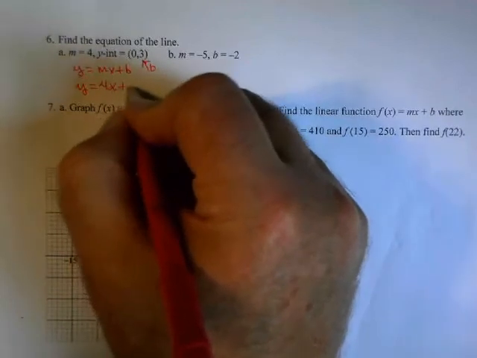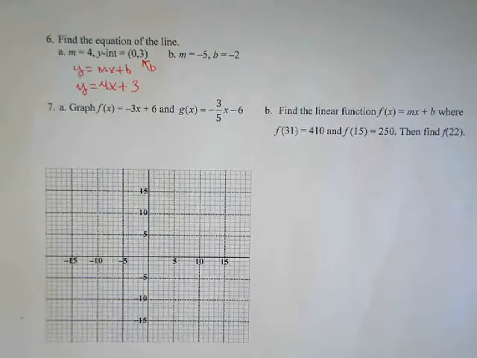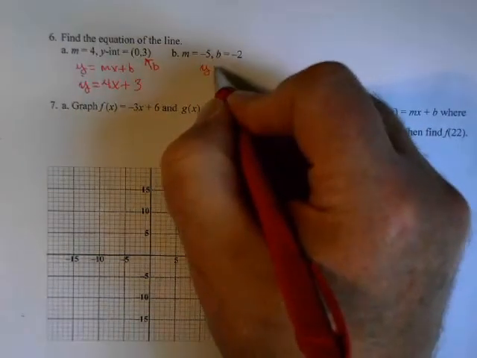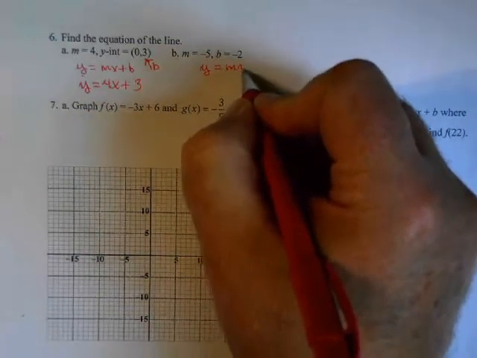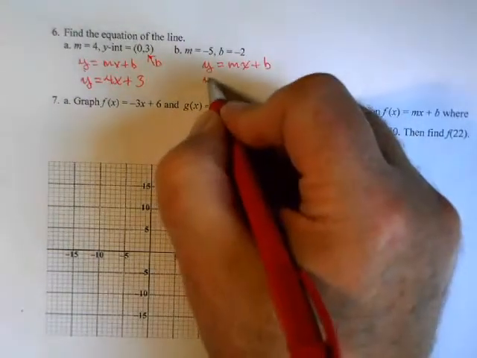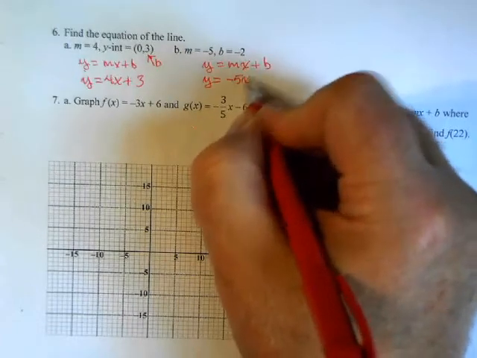Here we're being explicitly told what the m and the b are, and so again, following the slope-intercept form, mx plus b, simply going to put in -5 for the m and -2 for the b to get my answers.